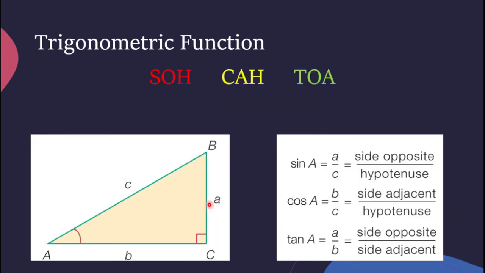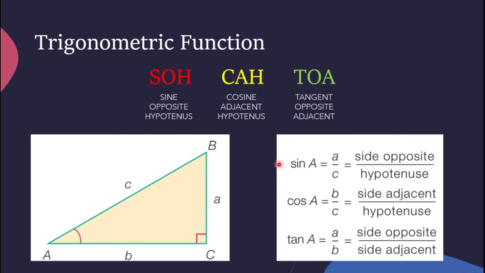Next, trigonometric functions. We all know SOHCAHTOA. So what is SOH? Sine, opposite over hypotenuse. CAH, cosine, adjacent over hypotenuse. TOA, tangent, opposite over adjacent. So in sine A, it is the side opposite over hypotenuse. In cosine A, side adjacent over hypotenuse. In tangent A, side opposite over side adjacent.